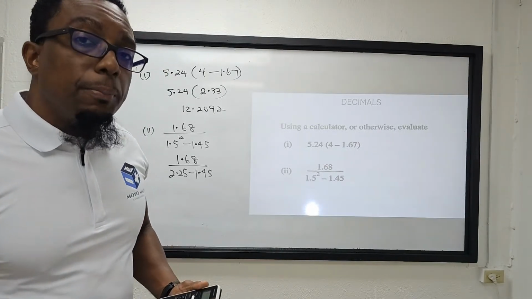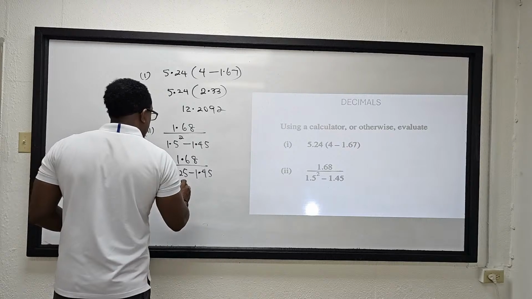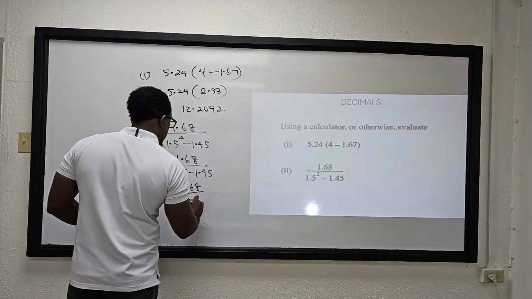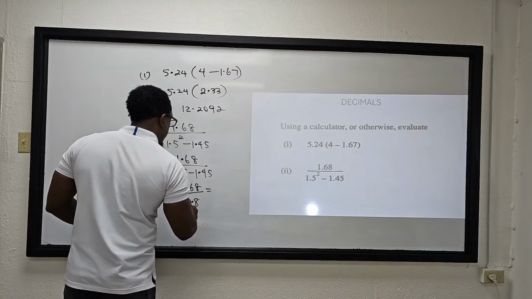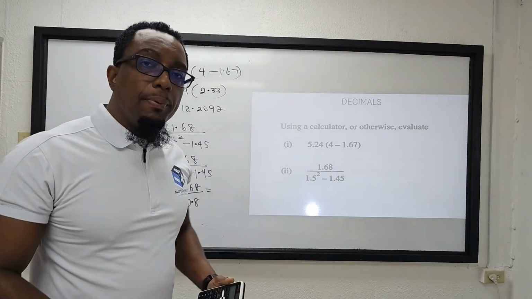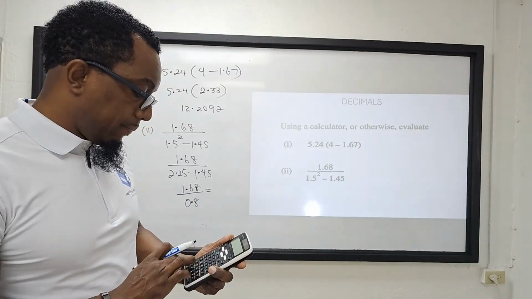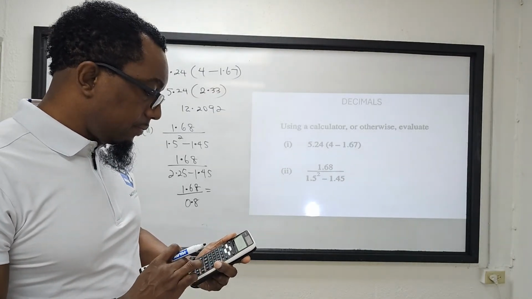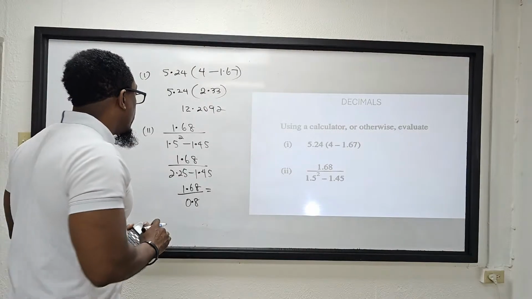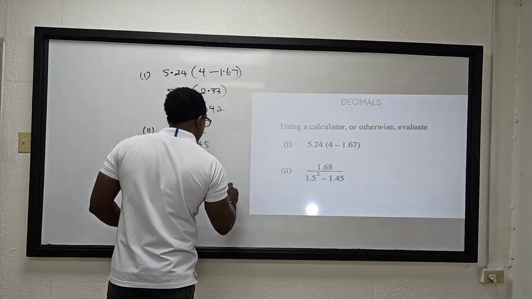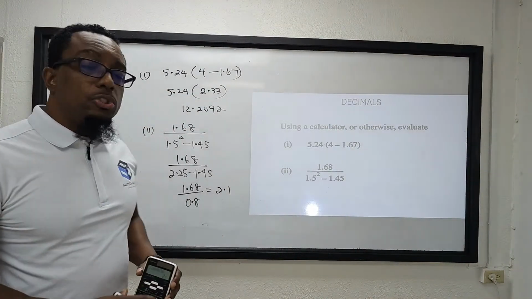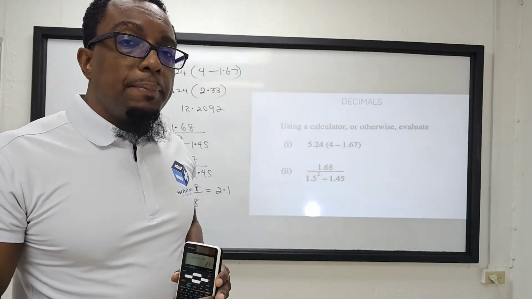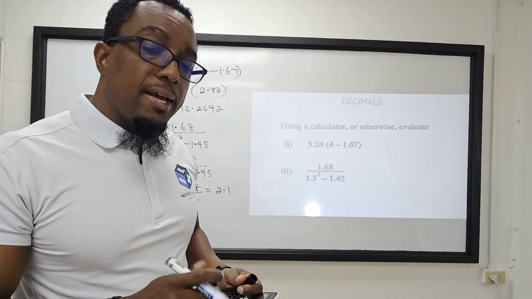That will give me 0.8. So this will be 1.68 divided by 0.8. And when I divide those two, what are we going to get? We are going to get 2.1. So straightforward use of the calculator, showing steps to help us to arrive at the desired result.